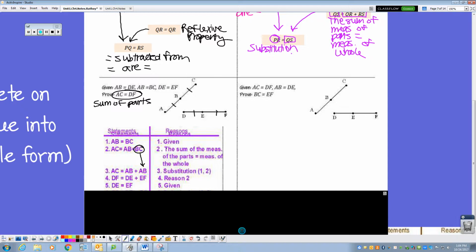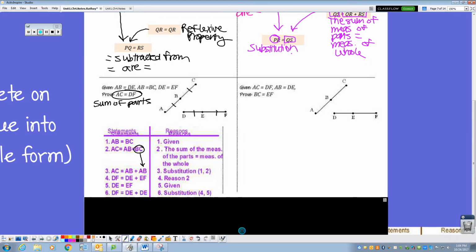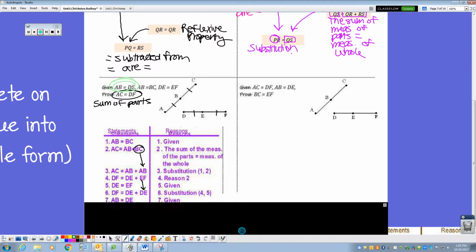Well, we know that DE is equal to EF. That was given. So I did some more clever substitution, and I turned this EF into a DE. Well, we happen to know that AB and DE, they're the same thing. That's given. Well, here's a bunch of ABs, and here's a bunch of DEs.